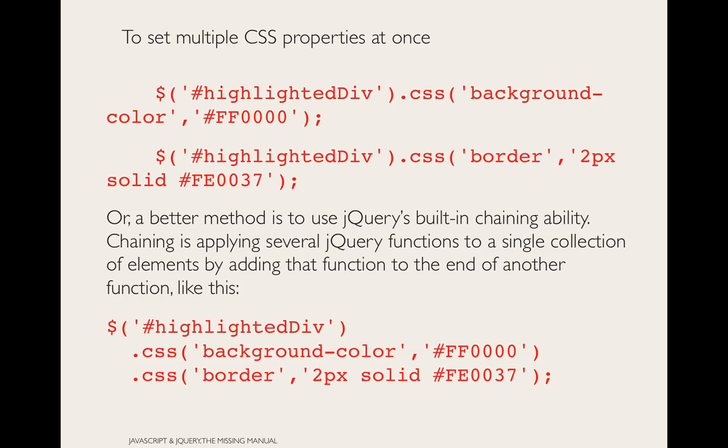Now, chaining is applying several jQuery functions to a single collection of elements by adding that function to the end of a shorter function, like this. When you chain them together, you're just saying .css property value and .css property value. You could chain them together just forever.